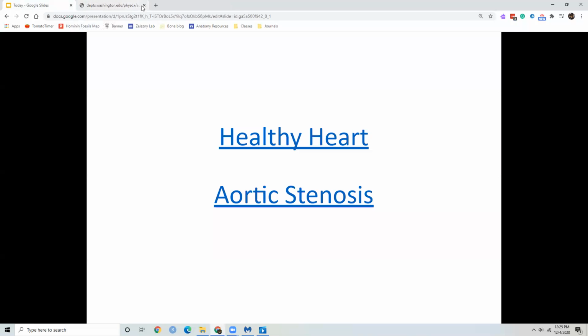So when we say we can hear a heart murmur, this is the kind of thing we're talking about. We can hear the flow of blood. We can hear that it's not doing what it should be doing.